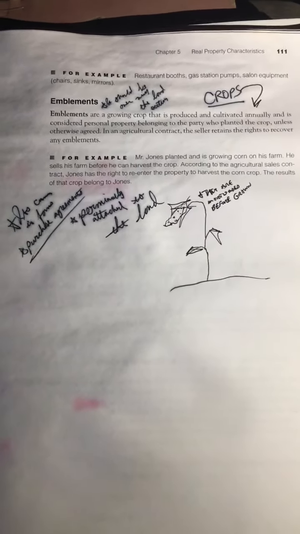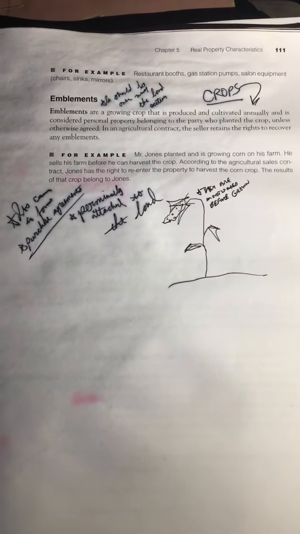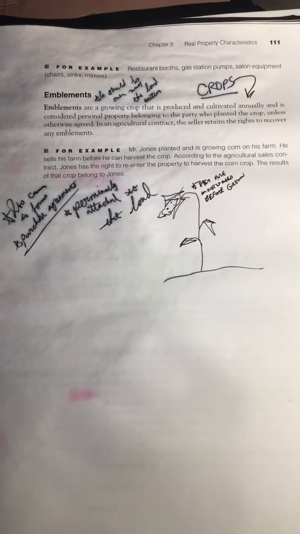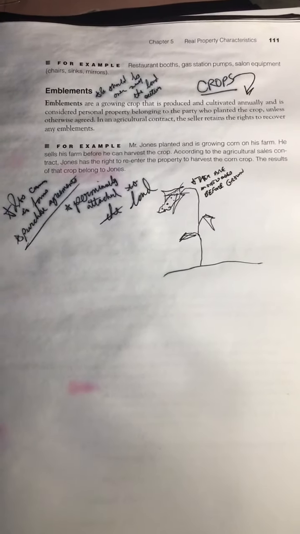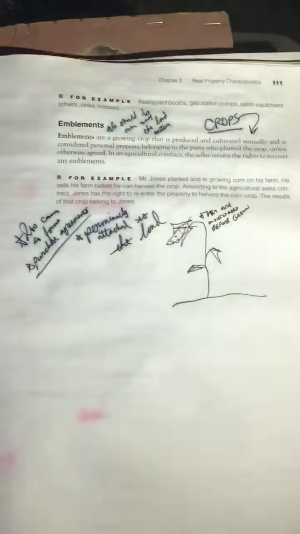For example, Mr. Jones planted and is growing corn on his farm. He sells his farm before he can harvest the crop. According to the agricultural sales contract, Jones has the right to re-enter the property to harvest the corn crop. The results of that crop belong to Jones.